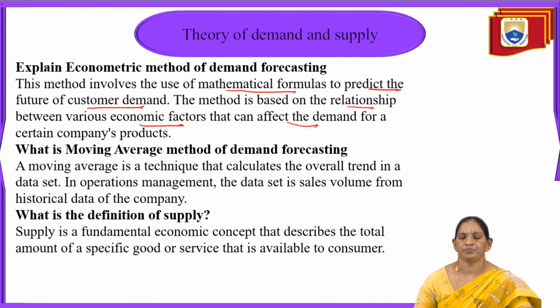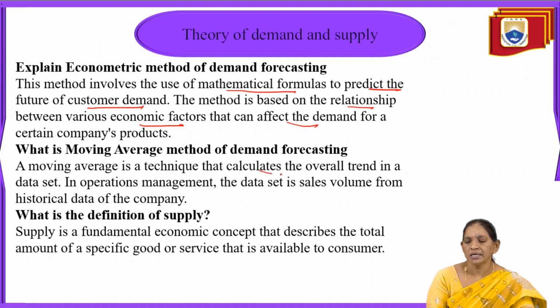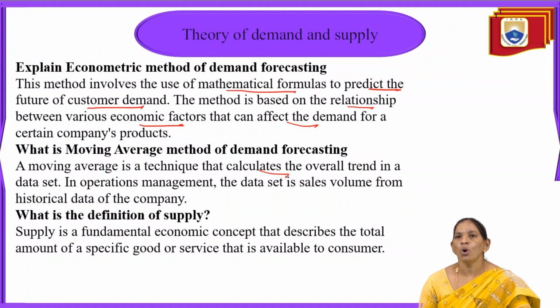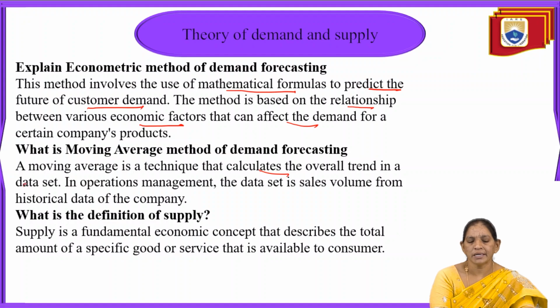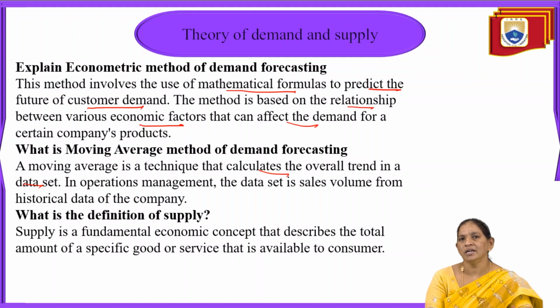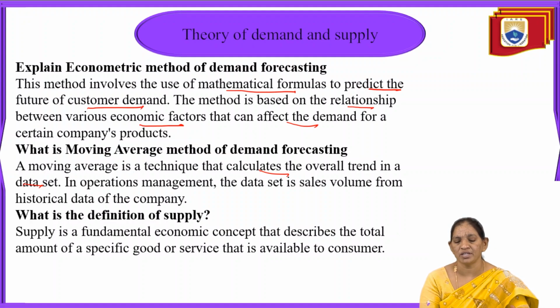What is the moving average method? The moving average method is a technique to calculate the overall trend in a data set. It means looking at what is happening in the trend when the data is already set. In this, new or current events are added, and we call it the moving average method.